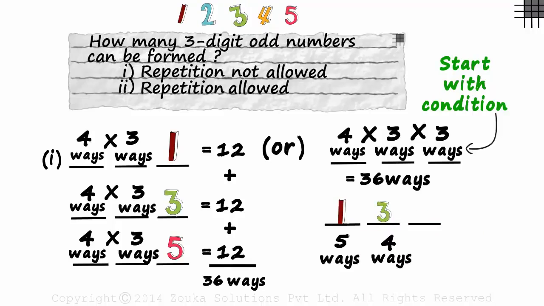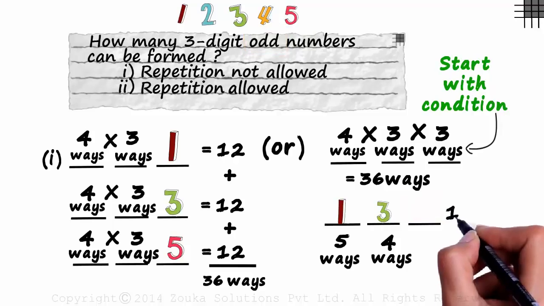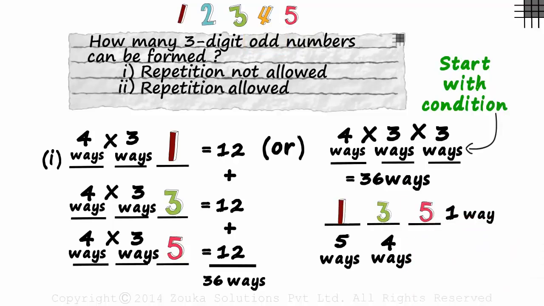Now, in how many ways can the units digit be filled? It has to be odd. The only odd digit that remains is 5. It can be filled in just 1 way, and that's 5.